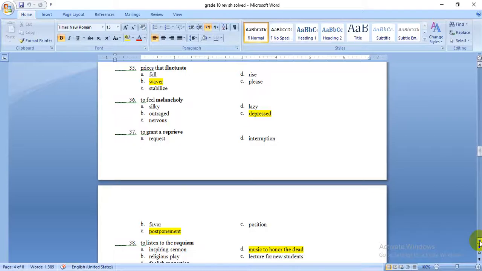36, to feel melancholy. The choices are silly, outraged, nervous, lazy, depressed, and depressed is the right one. So E, depressed meaning melancholy. 37, to grant a reprieve. Our choices are request, interruption, favor, postponement, and position. The right answer is C, postponement. A reprieve is a postponement.